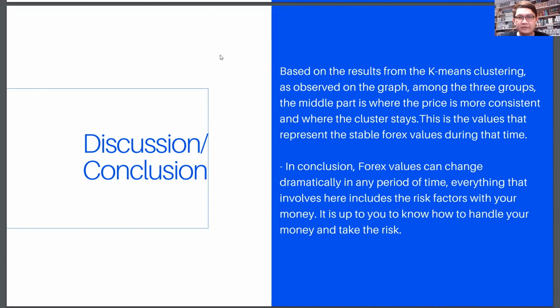In conclusion, Forex values can change dramatically at any period of time. Everything involved here includes the risk factor with your money. It is up to you to know how to handle your money and take the risk.